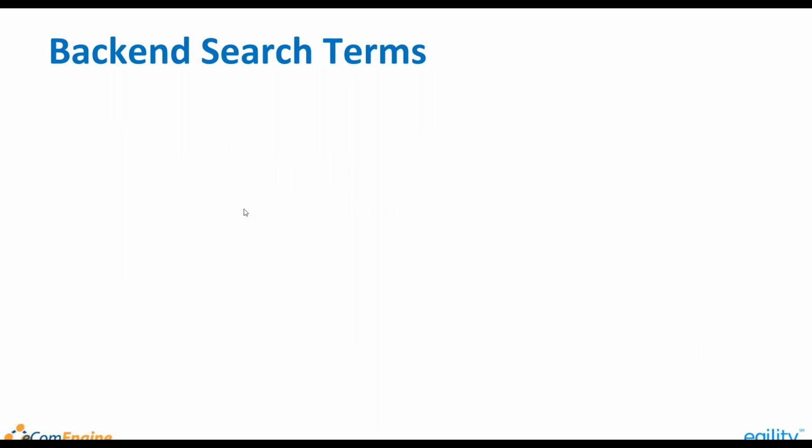Okay, so backend search terms. I get lots of questions on these. If you've been paying attention, this has undergone some changes in the last year. It went from like 1,000 characters to 5,000 characters, and then got scaled way back to 250 characters. Amazon's doing this because they saw way too many irrelevant search terms in the back. People were keyword stuffing the crap out of their back end and using all sorts of irrelevant stuff.